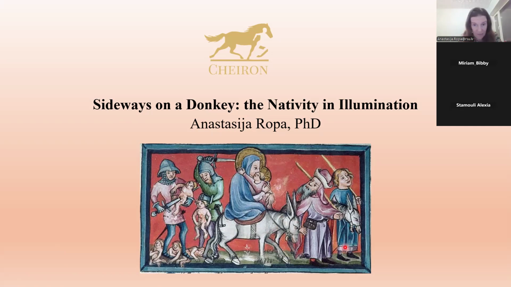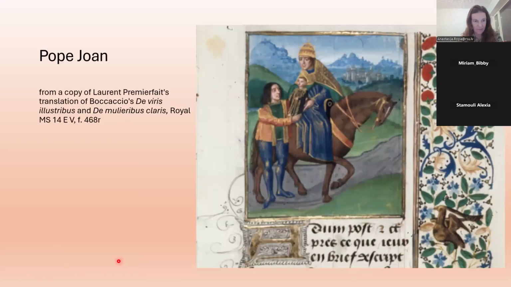Probably it's a pack donkey. And we don't know if the saddle on which the Virgin is riding is a pack saddle or not. We don't have this level of detail. But when we look at other illuminations, it's quite likely that this will be a pack saddle. And now we are going to look at some other images.